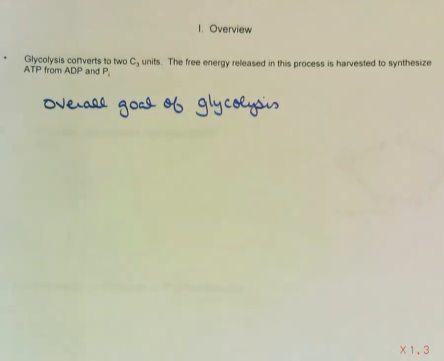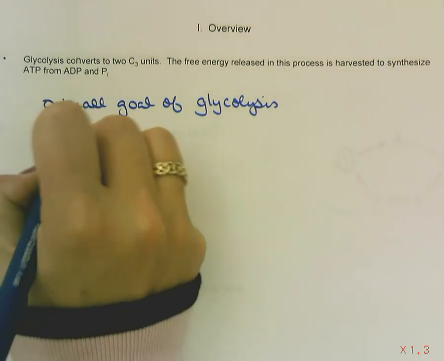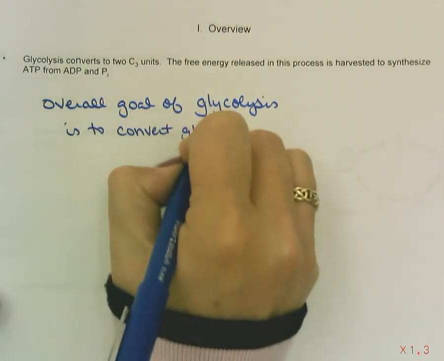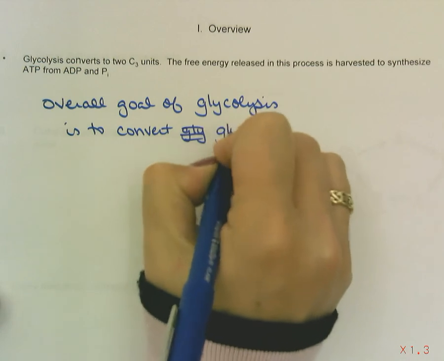How many people have seen glycolysis in at least one other class? Most. Okay, good. Lucky for you, we're going to spend most of our time looking at the mechanisms, because I don't want to just go over it since you guys have already seen it. So we're going to add in a layer of organic mechanisms. Good. All right, so the overall goal of glycolysis is to convert glucose. Oh. Bless you.